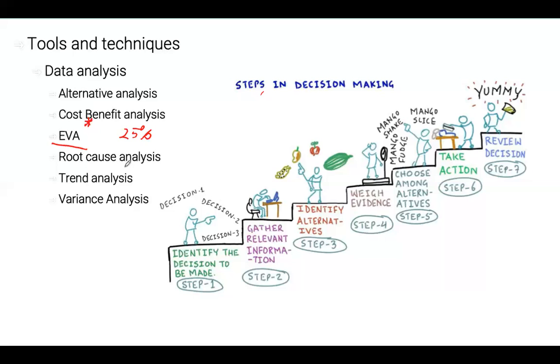project. Root cause analysis, we've spoken about this at some length previously when we were talking about problem solving techniques, and both 5W and the fishbone diagram are useful tools and techniques that we can implement for root cause analysis.